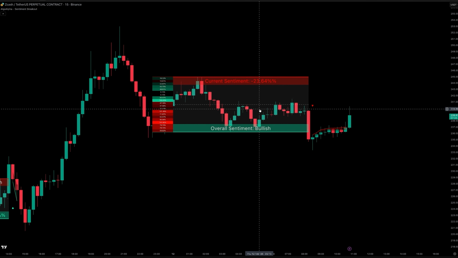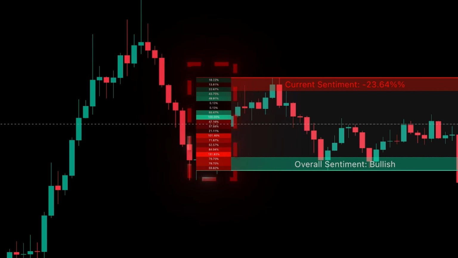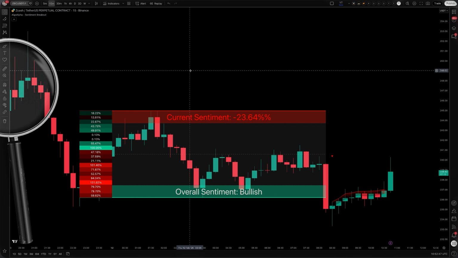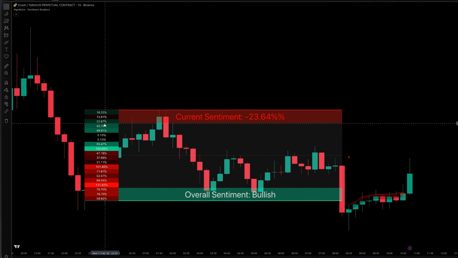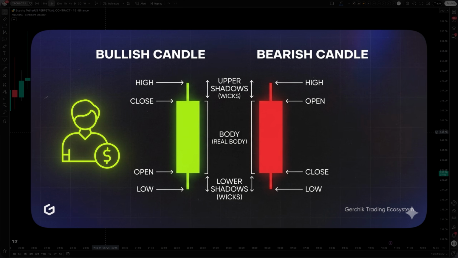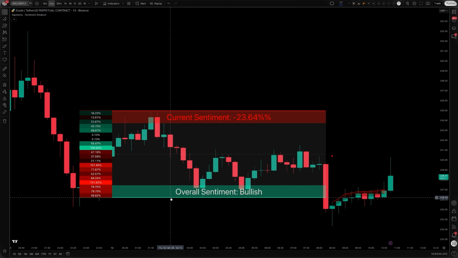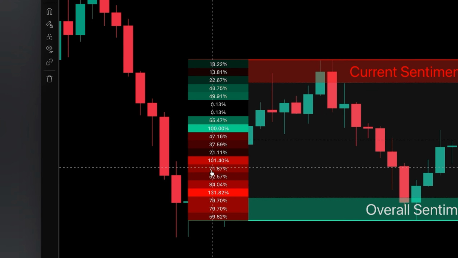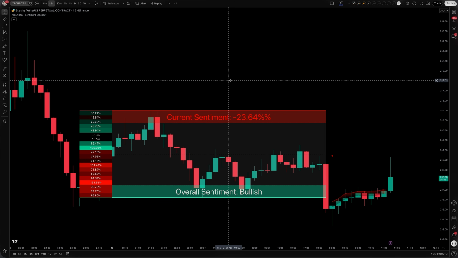But the real magic is inside. The space within this channel is divided into many thin horizontal layers. For each layer, the script analyzes the entire volume that passed through while the price was within that range and classifies it. Was this volume on rising candles, buyers, or on falling ones, sellers? The result is a color gradient. Green tones mark zones where buyers dominated, while red tones show where sellers set the tone. This isn't a static image, it's a live heat map of intentions within the range.